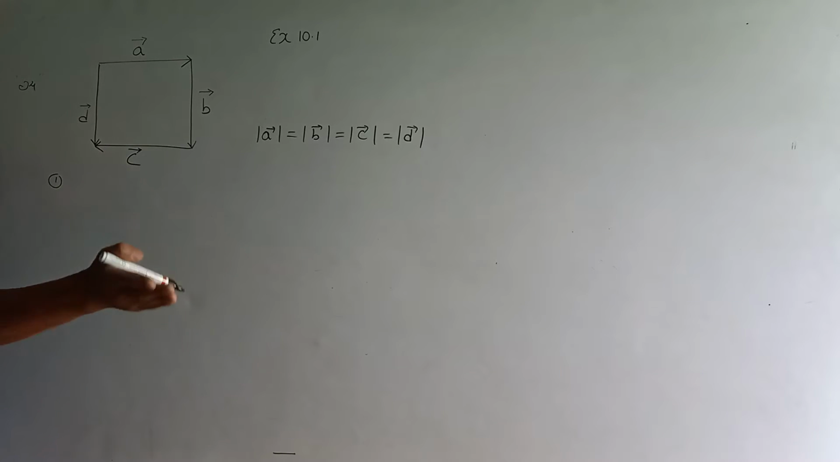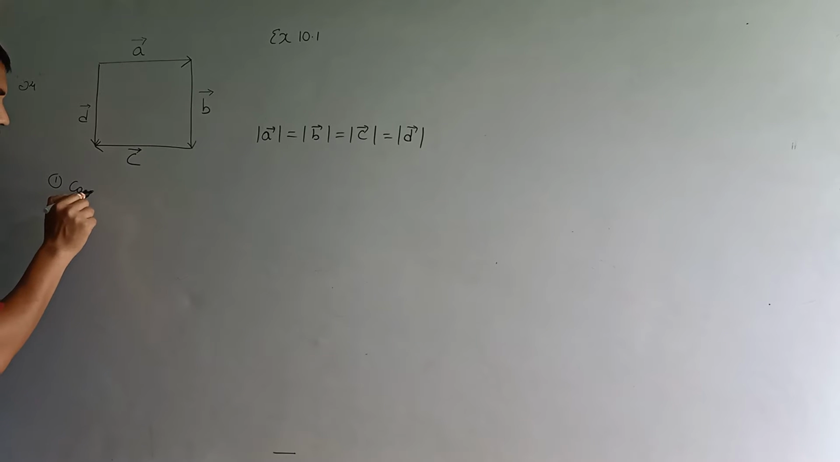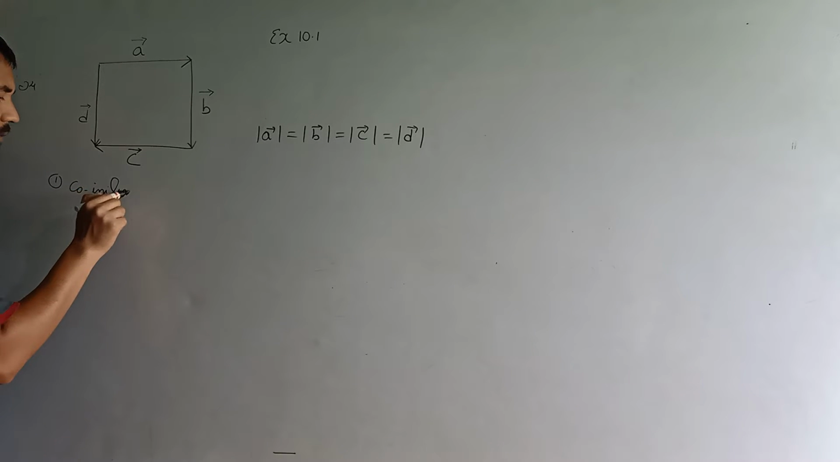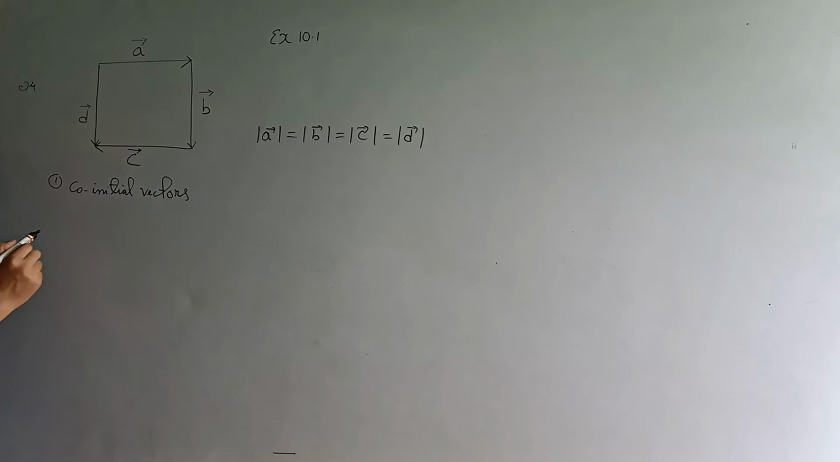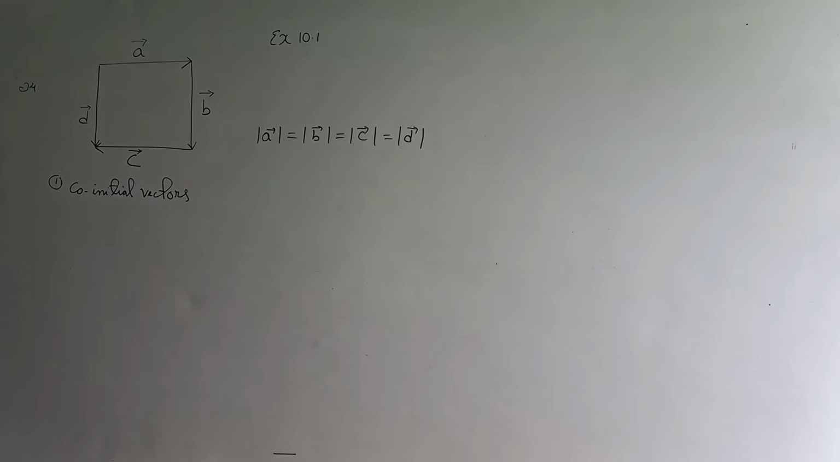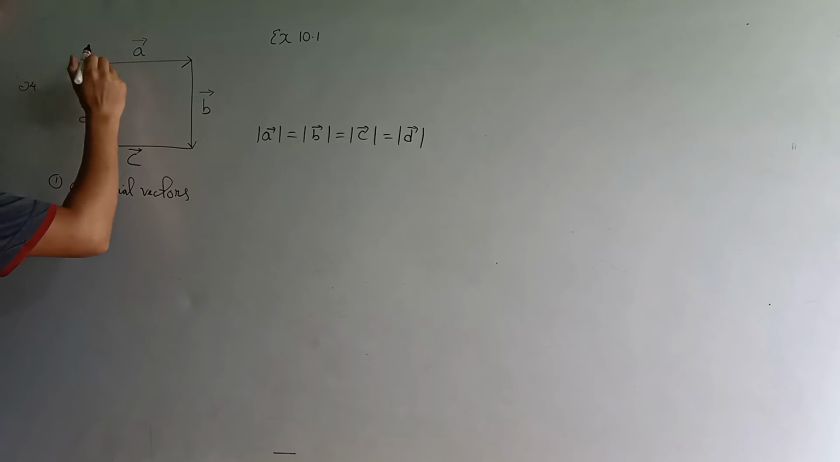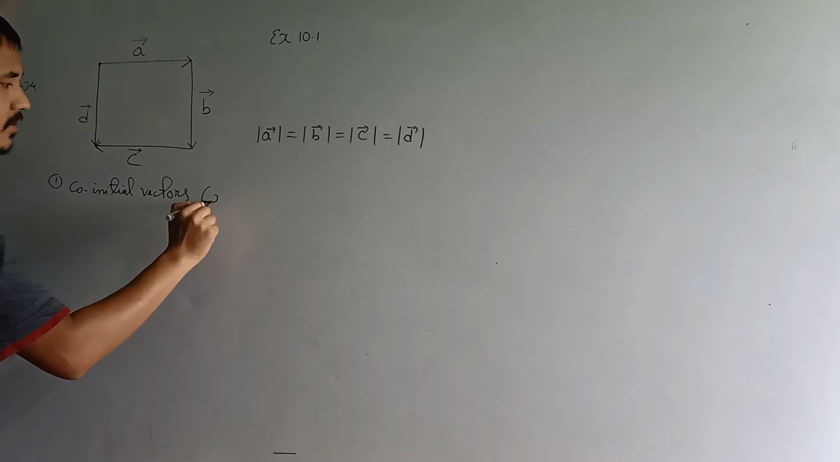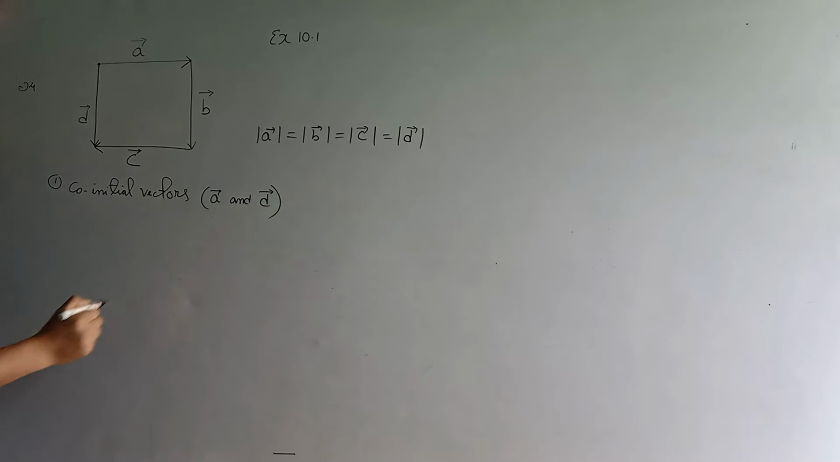Co-initial vectors. Co-initial vectors means vectors having the same initial point. So in this figure, can you name any vectors having the same initial point? Vector A and vector D. Yeah, vector A and vector D have the same initial point, so they are co-initial vectors. So vector A and vector D. That is how you have to write.